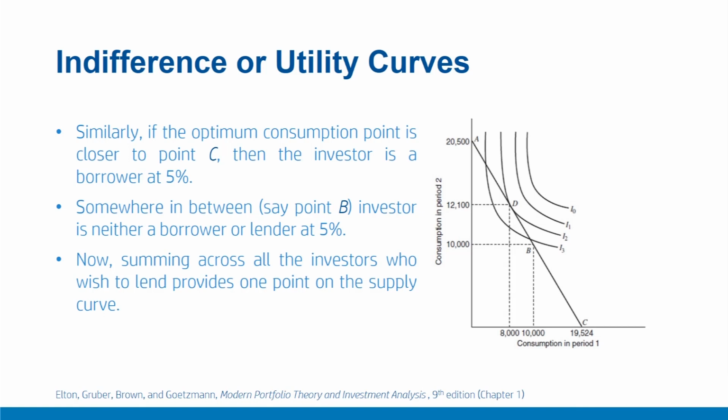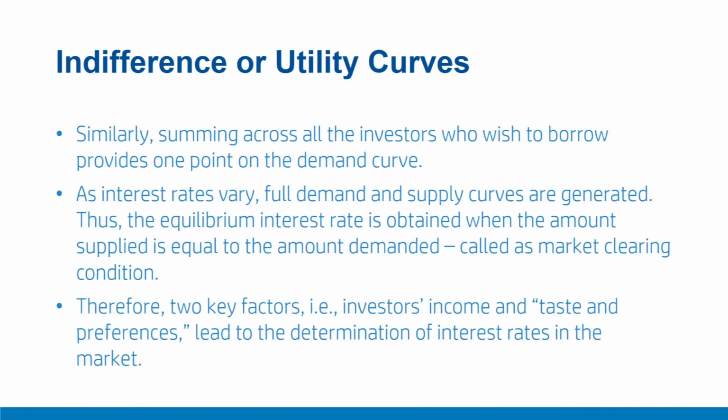Now, summing across all the investors who wish to lend provides 1 point on the supply curve. Similarly, summing across all the investors who wish to borrow provides 1 point on the demand curve. As interest rates vary, full demand and supply curves are generated. Thus, the equilibrium interest rate is obtained when the amount supplied is equal to the amount demanded, called the market clearing condition. Therefore, two key factors, that is investors' income and taste and preferences, lead to the determination of interest rates in the market.